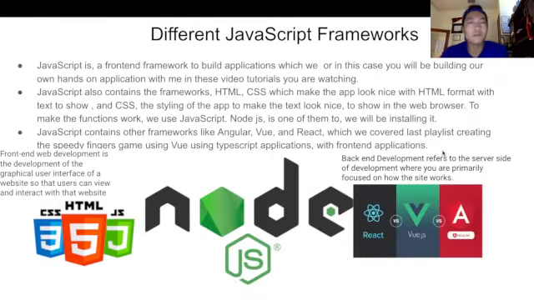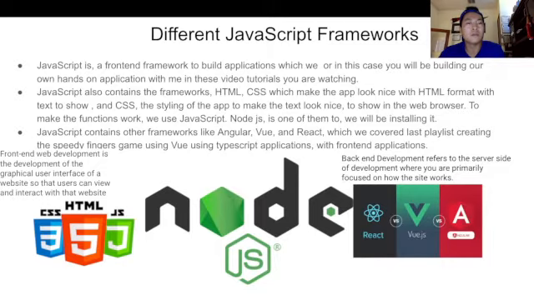Alright, so the different JavaScript frameworks. JavaScript is a front-end framework to build applications, which we, or in this case you guys, will be building with your own hands in these video tutorials which you guys are watching. JavaScript also contains the frameworks HTML and CSS, which we talked about in the last tutorial, which make the app look nice. HTML formats the text to show, and CSS is the style of the app to make the text look nice to show up in a web browser.